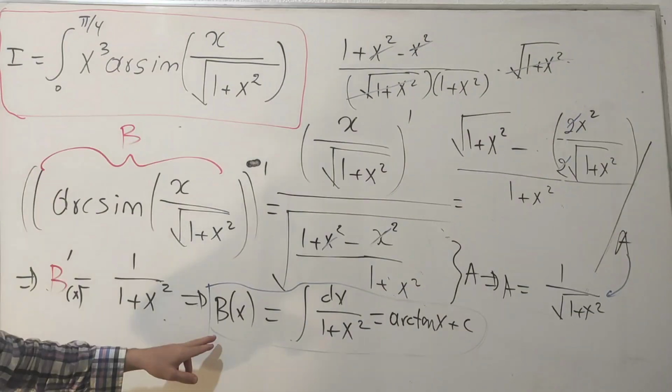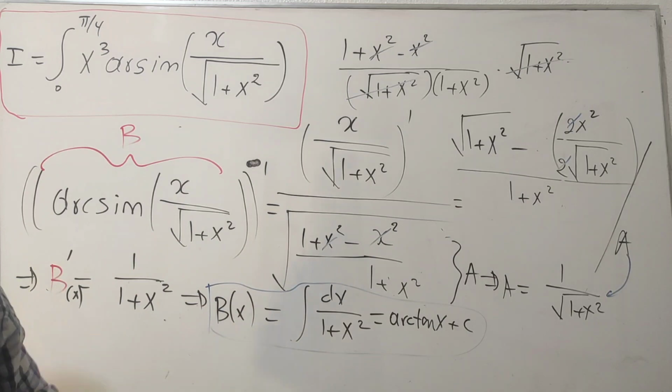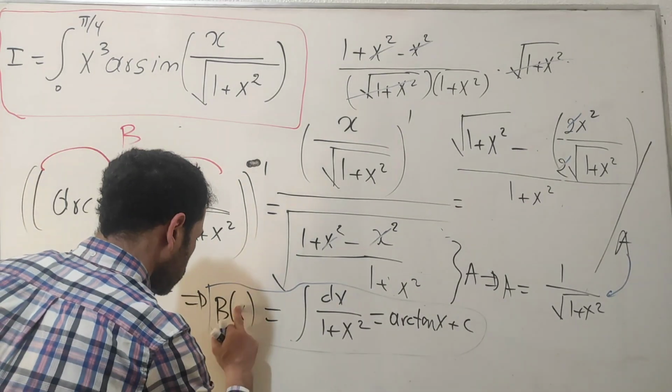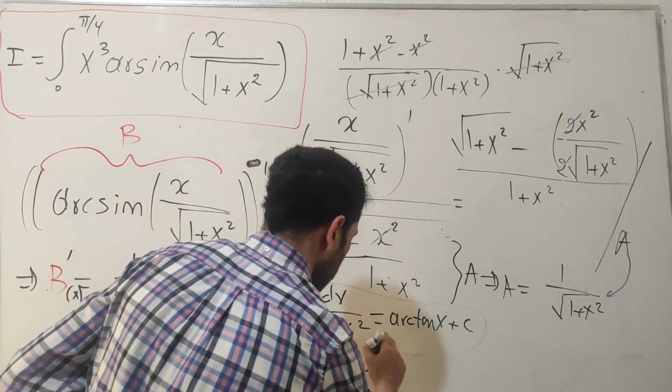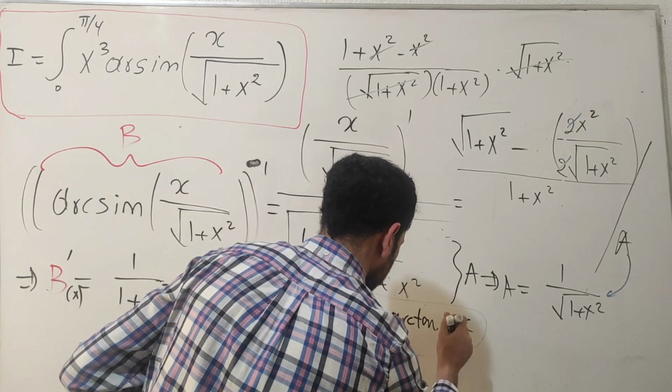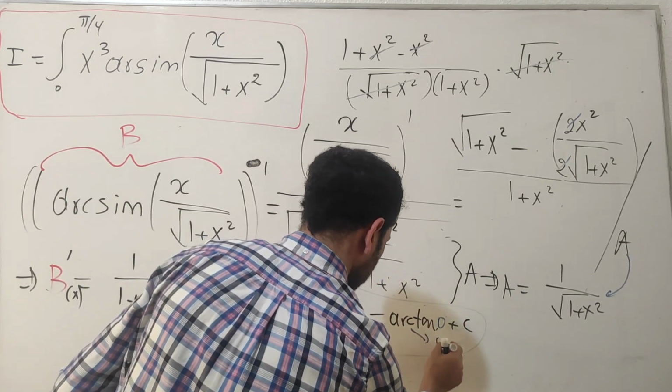Now I'm simply going to determine the constant c. Just replacing x with 0 on both sides, I will find the constant c. This one is going to give us 0.